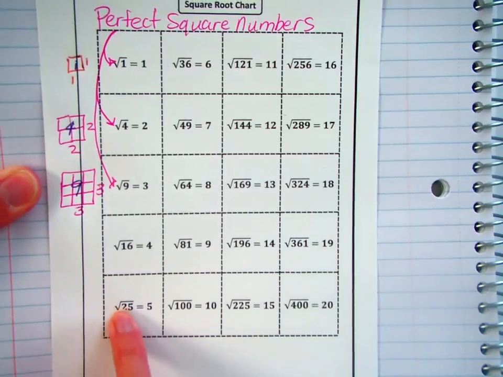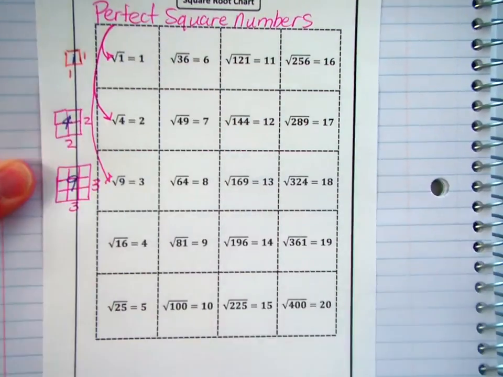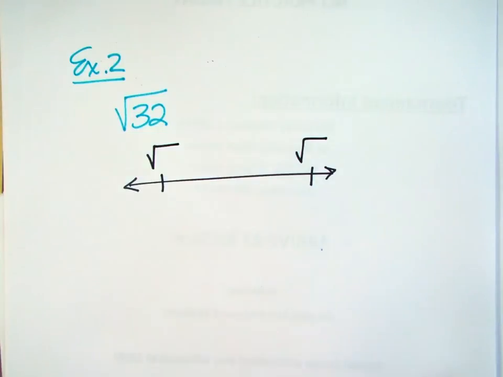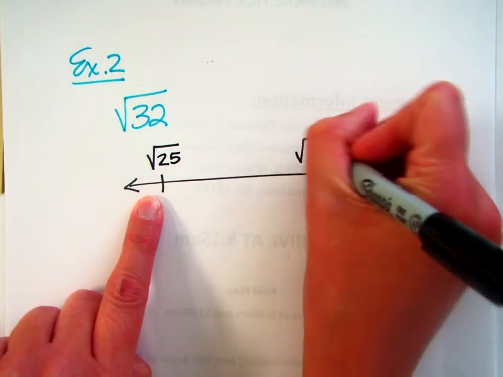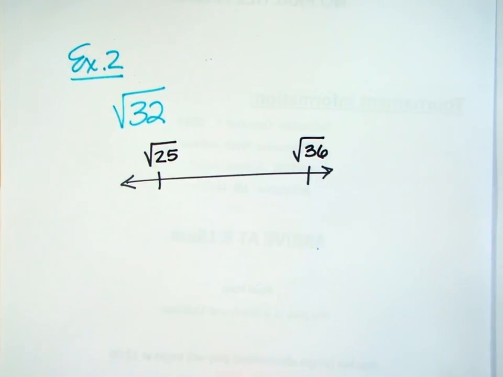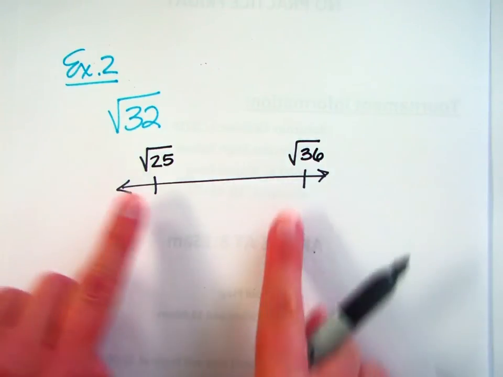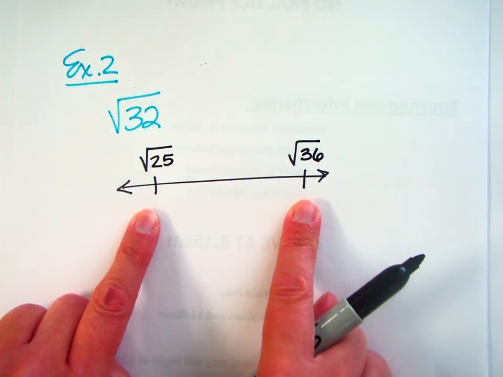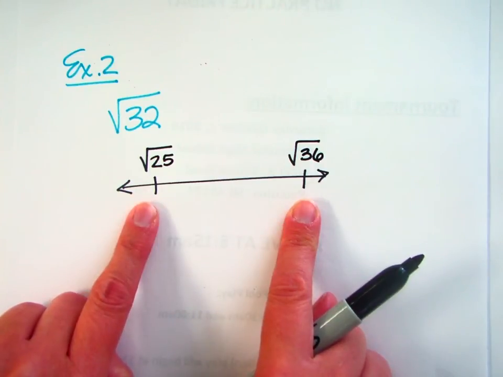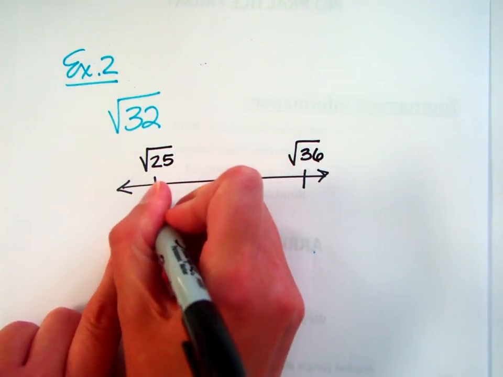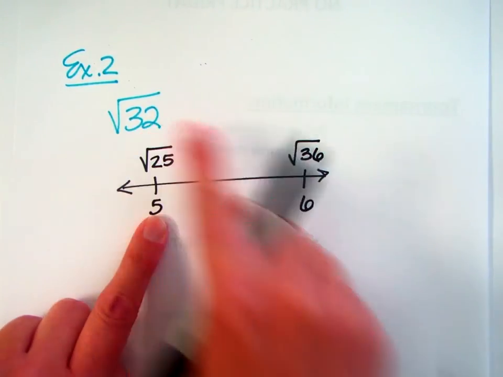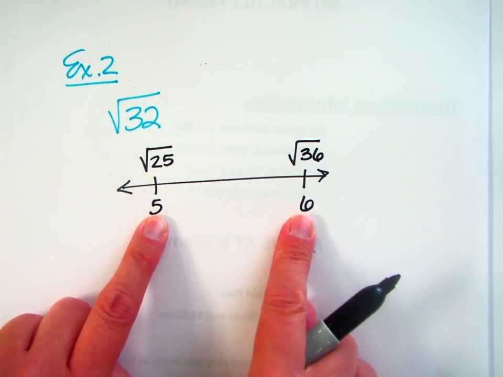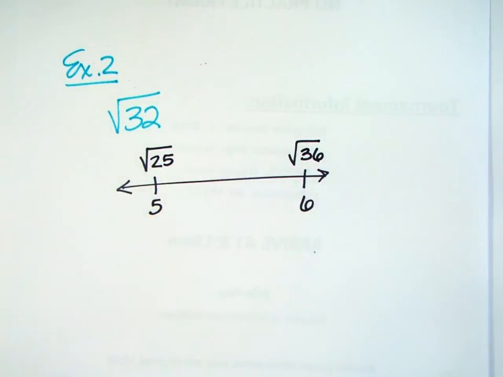So those are going to be how we start our number line here. And this gives you a start because I know it's going to be between, what is the square root of 25? 5. And the square root of 36 is 6. So I know this answer is going to fall between 5 and 6. It's going to be 5 point something. We just have to figure out that something now. All right, so 32, probably be a little bit more this way.